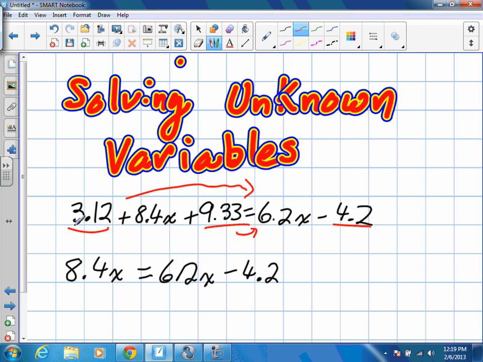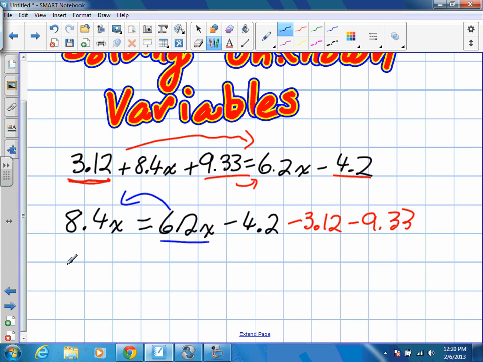And now, this positive 3.12 becomes what on the other side? That's right. And the positive 9.33? Negative 9.33. Good. I also need to move this 6.2 to the other side of the equation because there's a variable attached to it. So scroll down a little. We're going to get 8.4x. And when I move positive 6.2x to the other side, what will we get? Negative 6.2x is equal to negative 4.2 minus 3.12 and minus 9.33. Okay?